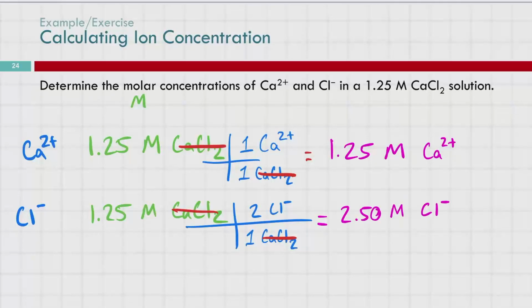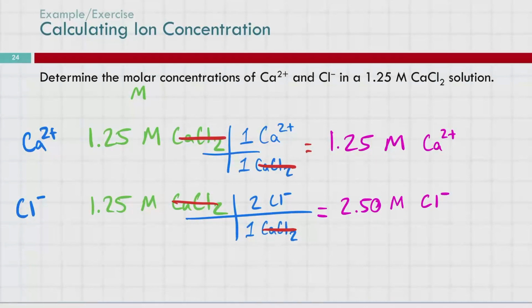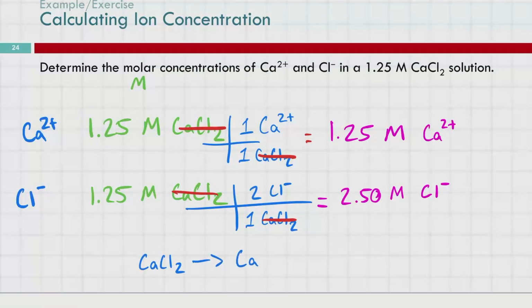If it helps, you can always write out an equation for what it will do when it dissolves. So CaCl2, when that dissolves, it's going to break into its ions. There's going to be Ca2 plus. There's also going to be 2 Cl minus. And then you can use the ratios to figure out your conversion factors here.